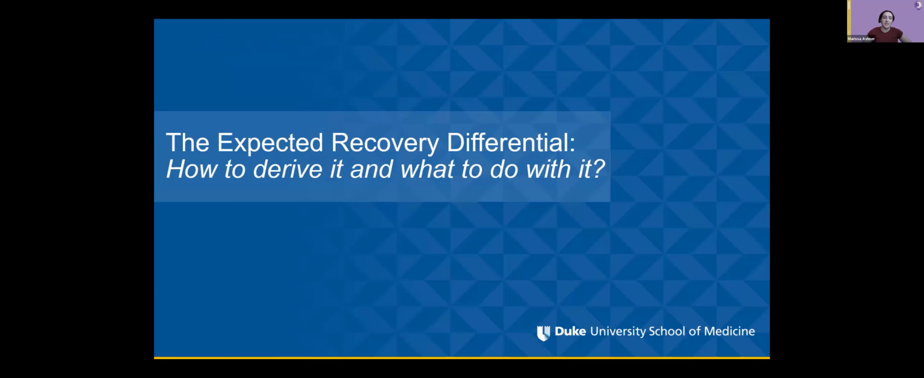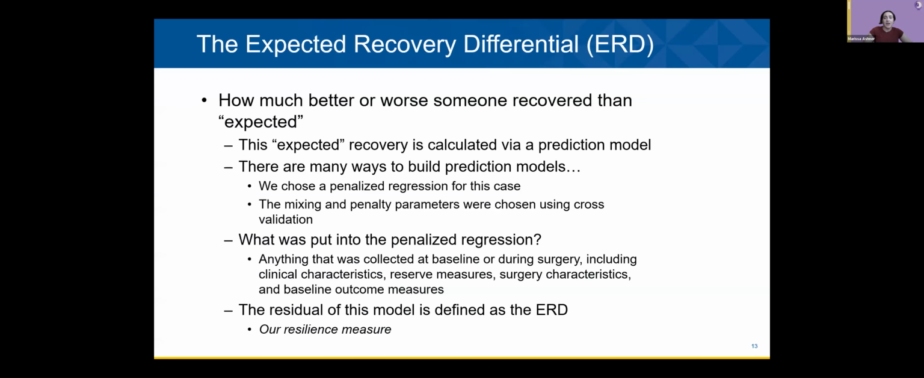All right, and so now we know the data, we know these different resilience measures, and so I'm going to specifically talk about that second one, the expected recovery differential. So how do I derive it and what to do with it? And again, this expected recovery differential, or I'll call it the ERD for short, is how much better or worse someone recovered than they were expected.